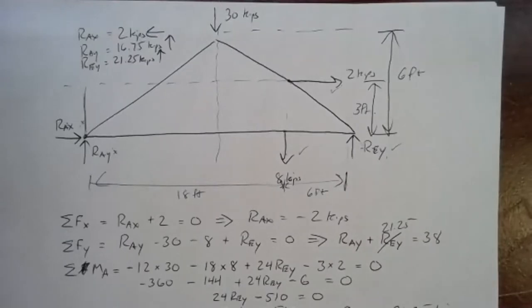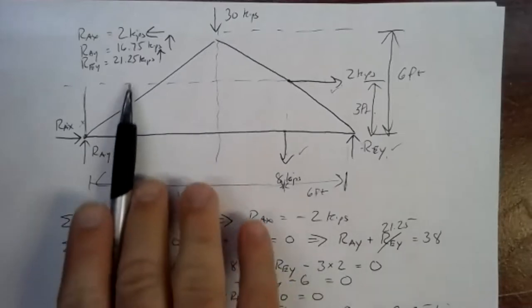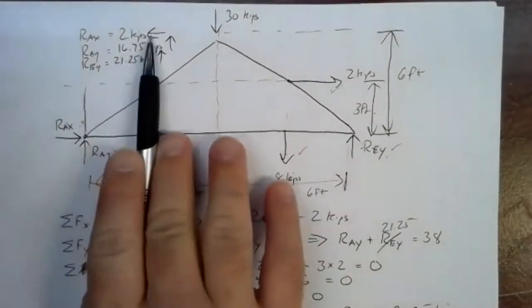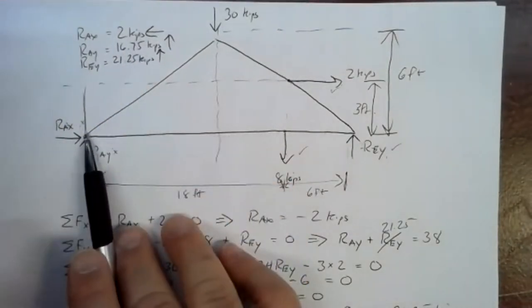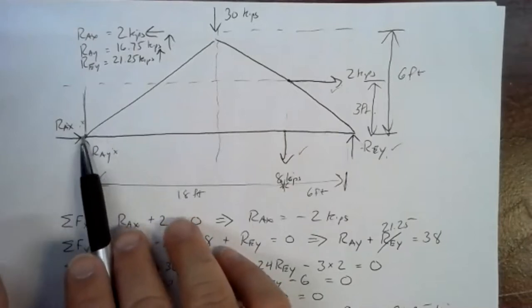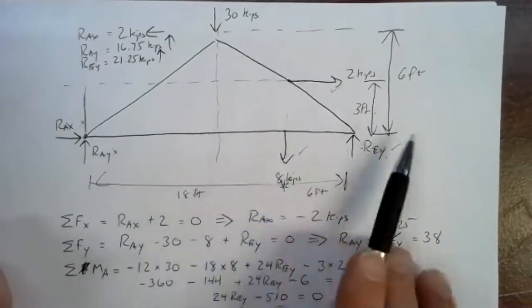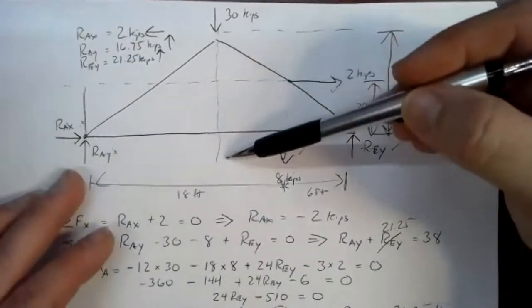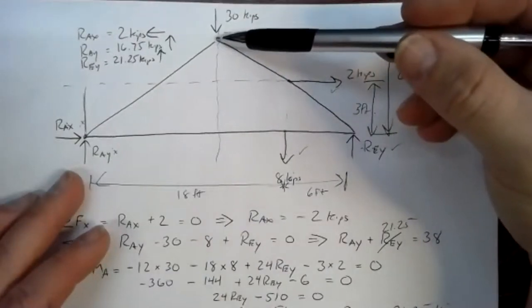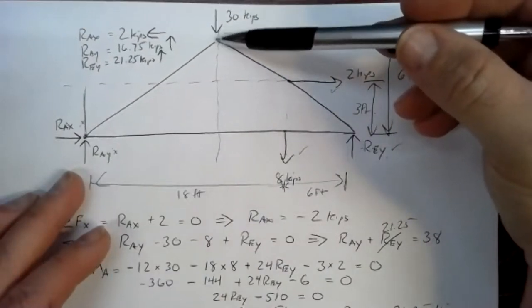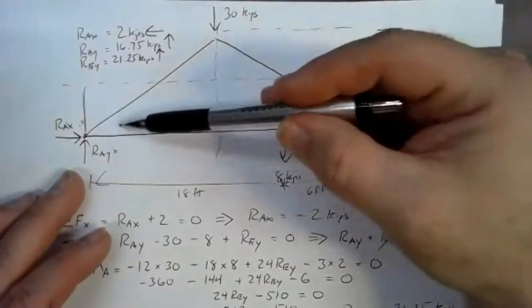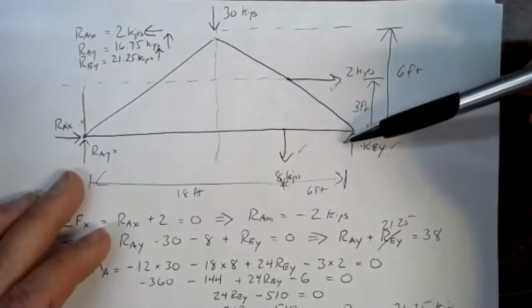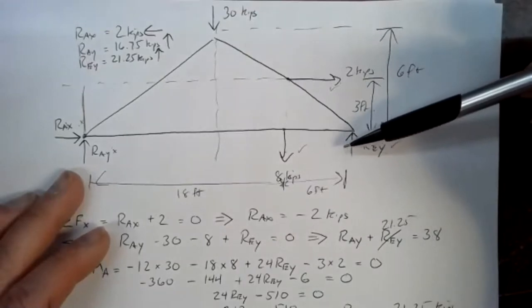Now, before we move on here, let's make sure that these reactions make sense. We have 2 kips to the left, meaning RAX has to pull on the truss to the left with 2 kips, and that makes sense to balance off the 2 kips that are pulling it to the right. The dominant load on this truss is right in the middle, that 30 kip force pushing down. And if that was the only force there, by symmetry, we'd be able to say that RAY and REY would both push up with 15 kips of force.